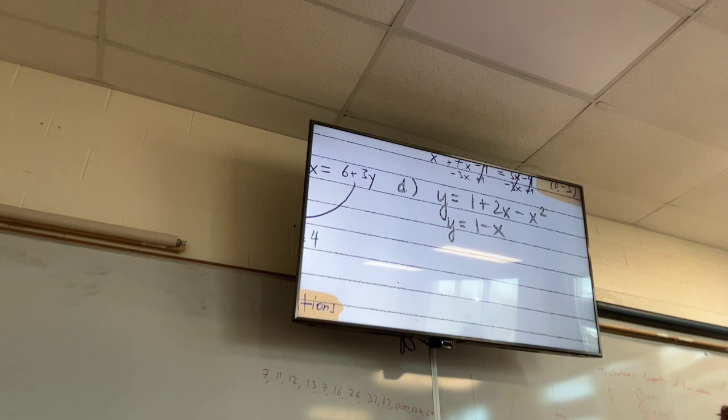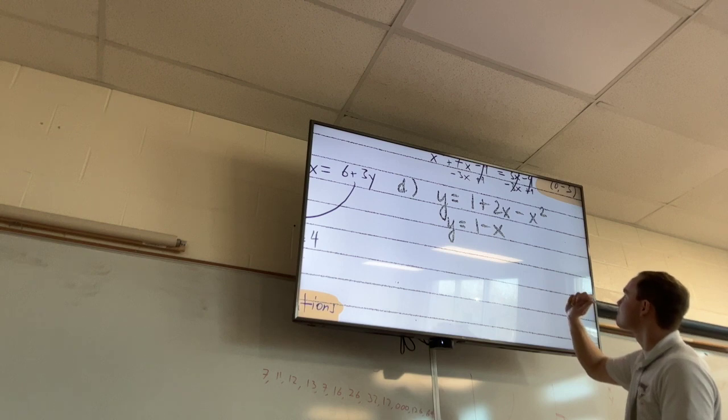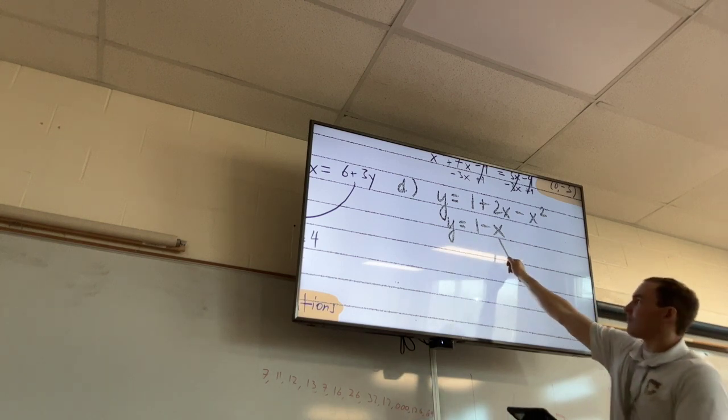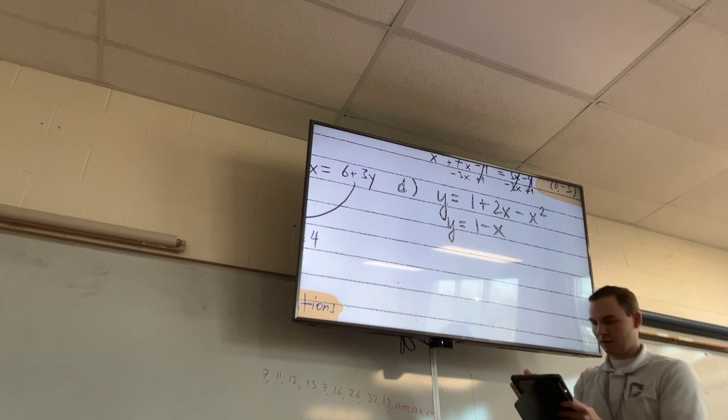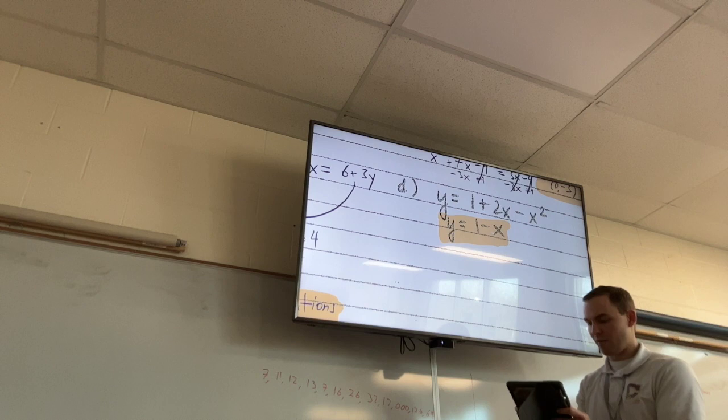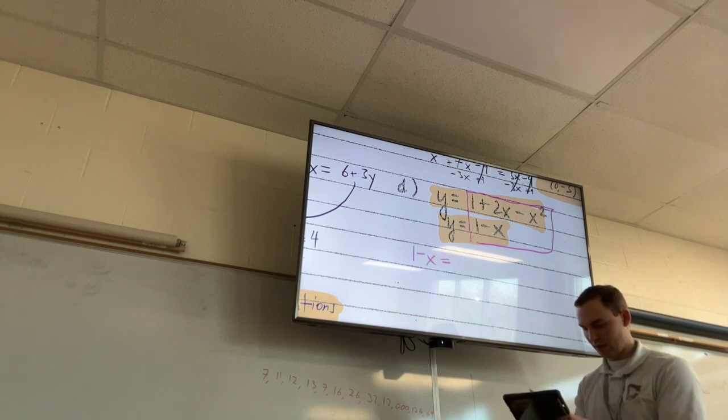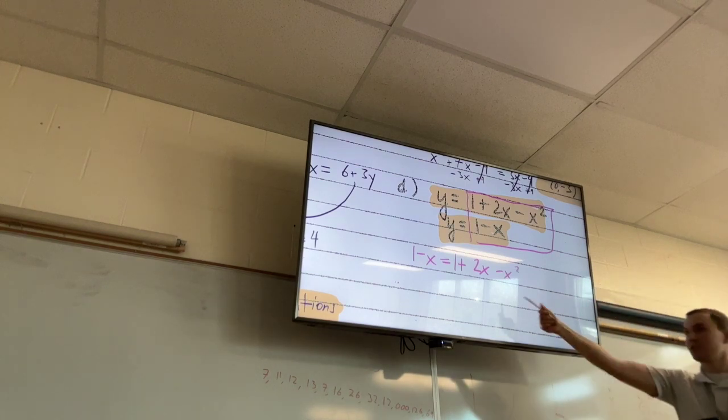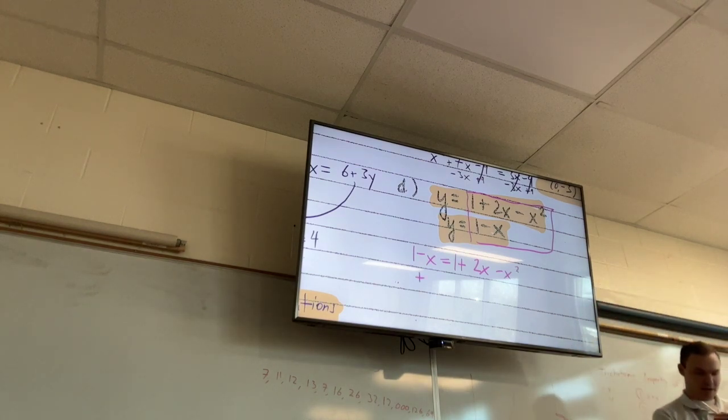All right, D. Okay. So we've already got y by itself right here, right? So what you can do is when you have two equations that both have y by itself, you can just set these two sides equal to each other. So you can just do 1 minus x equals 1 plus 2x minus x squared. Okay? Solve that like a quadratic, okay? So plus x minus 1 minus 1.